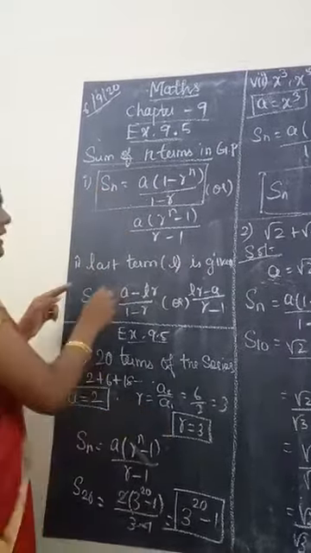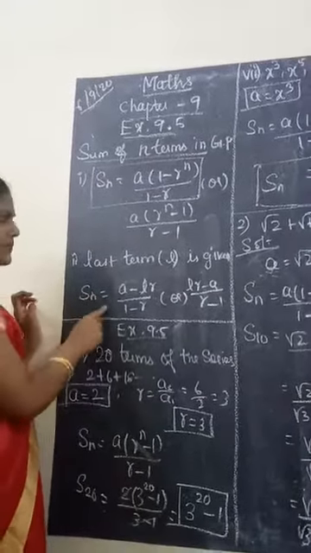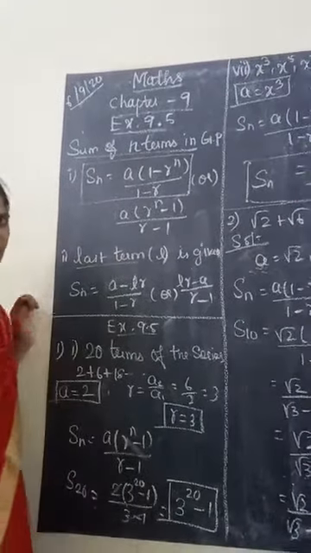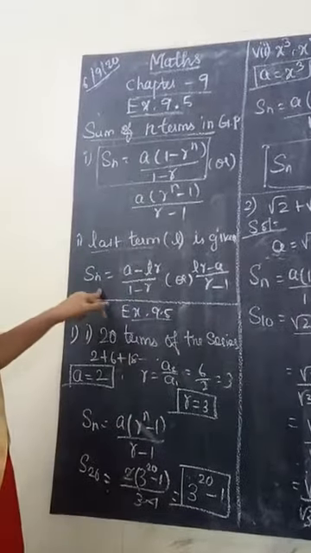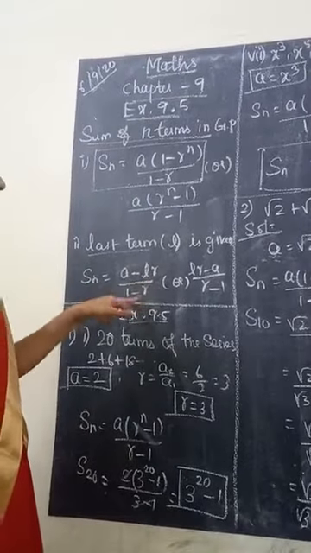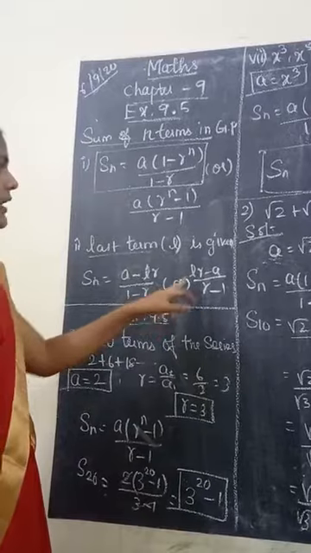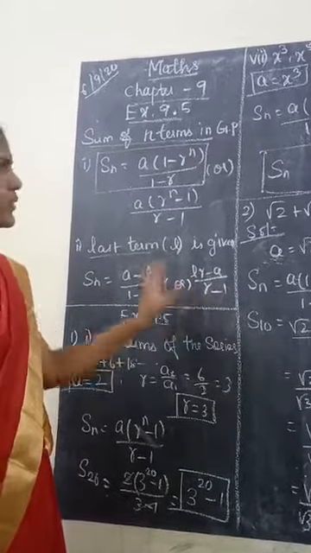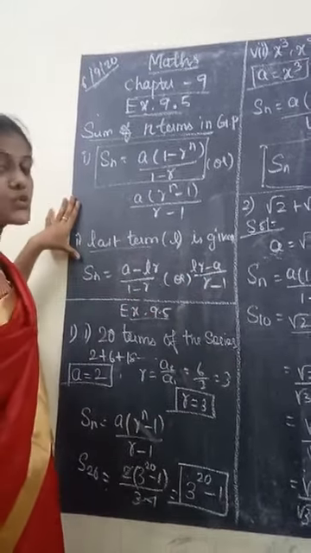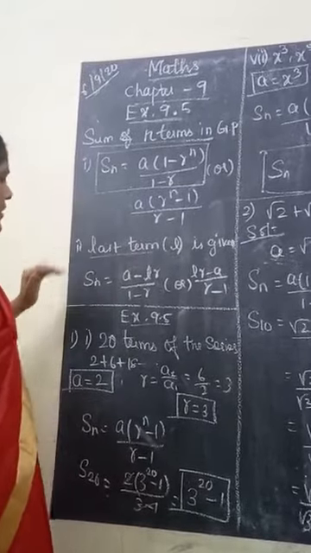Same thing in sum. If the last term is given, we are going to use this formula: Sn equals a minus lr divided by 1 minus r, or lr minus a by r minus 1. So you are going to use only these two formulas for finding the sum.